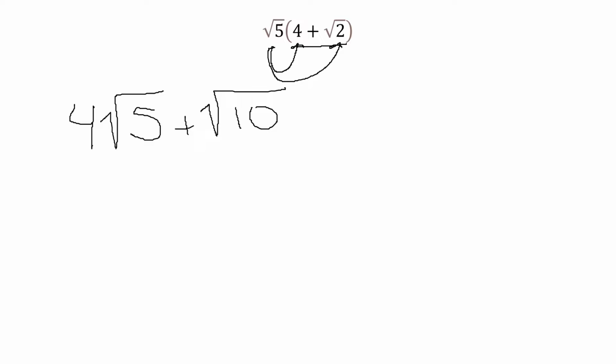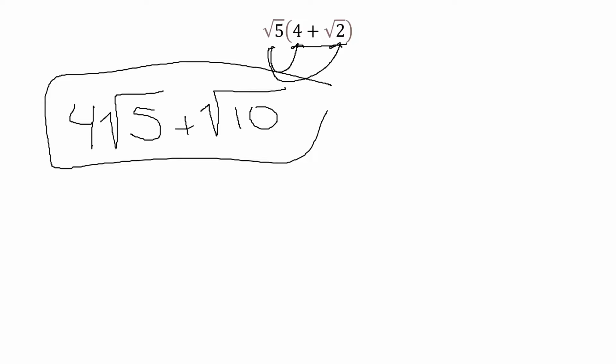Now, if I can simplify, I need to. However, in this case, I cannot. 10 breaks down into 5 times 2. Nothing's going to match there, so I get to stop right here. That's my answer. So sometimes these are super easy. Sometimes you're going to need to break some things down. So just watch those numbers under your radicals.